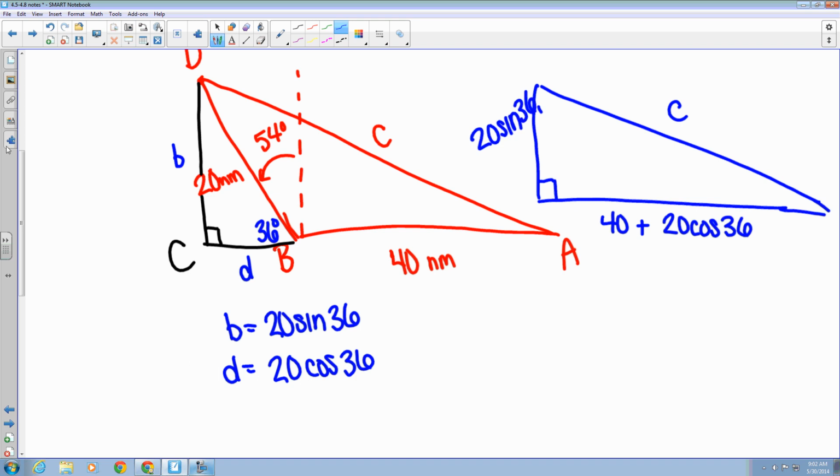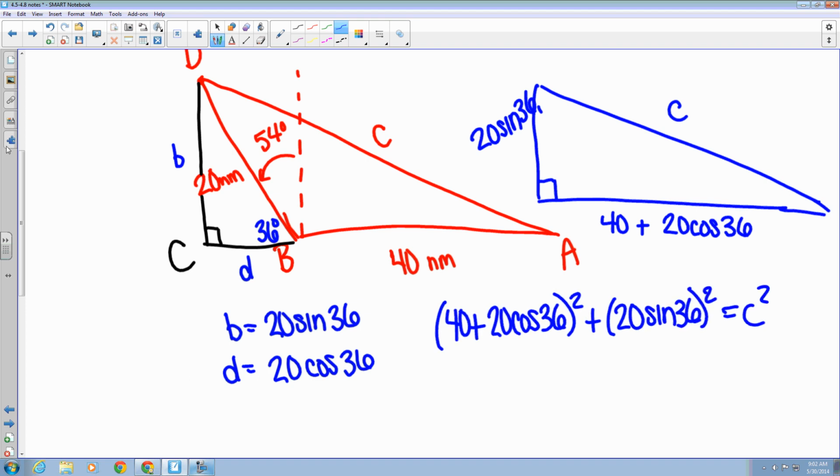Okay, so now we have this really big right triangle, and I can use the Pythagorean theorem to find side C. I'm still avoiding the rounding here. You could have rounded if you wanted to, but your answer would be a little less accurate. Doing this, I would get C to be about 57.4 nautical miles.